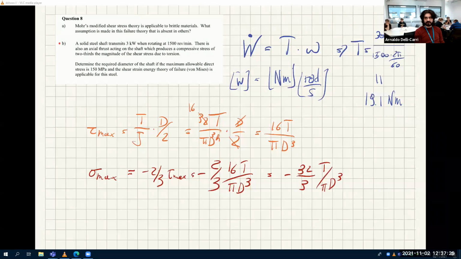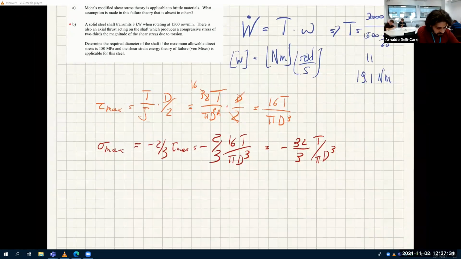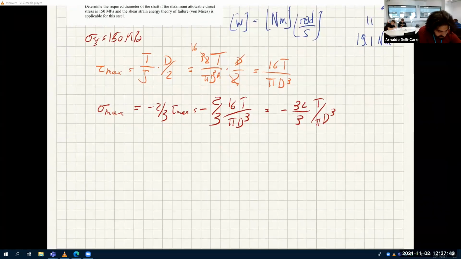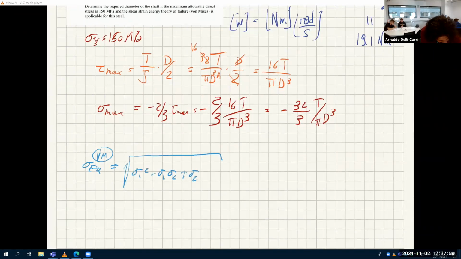according to von Mises, let's also say that sigma yield is 150 megapascal. And now we need von Mises. But von Mises, sigma equivalent, so sigma equivalent von Mises is the square root of sigma 1 squared minus sigma 1 sigma 2 plus sigma 2 squared. What is sigma 1? Well, sigma 1 comes from these.